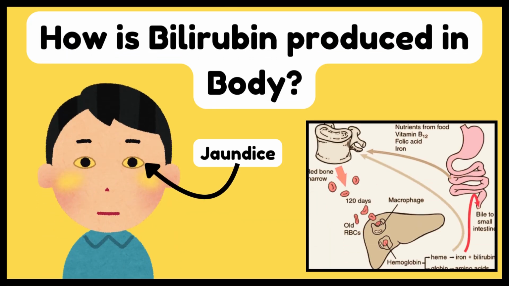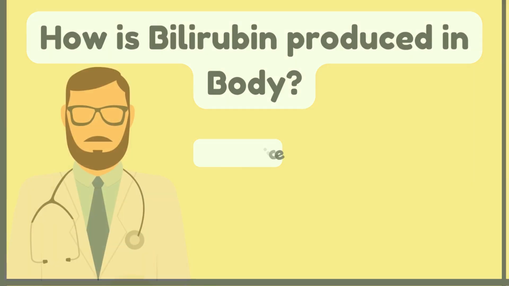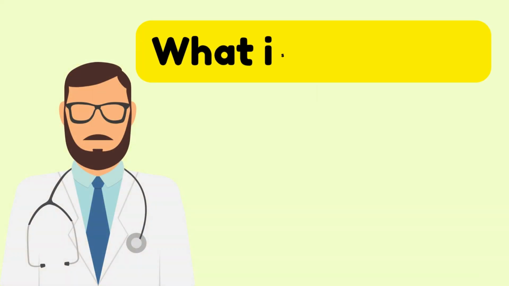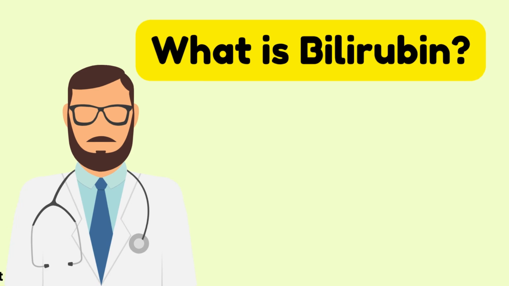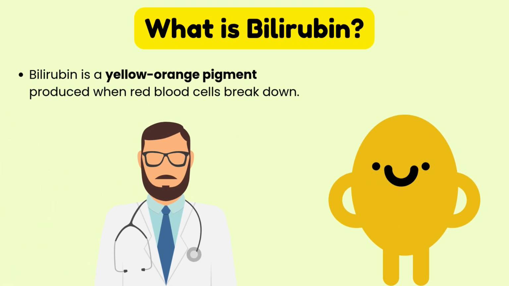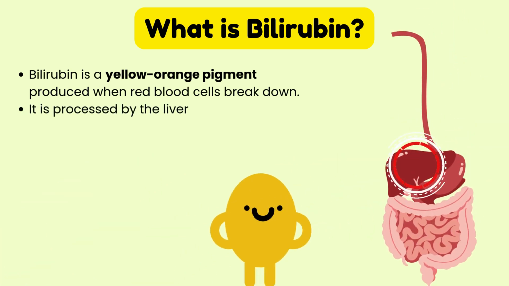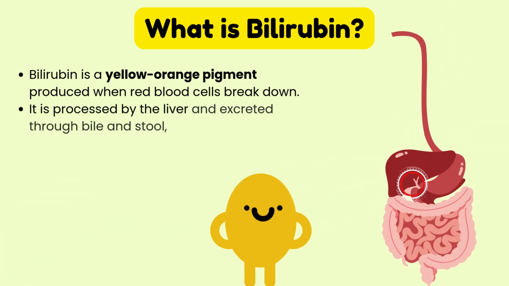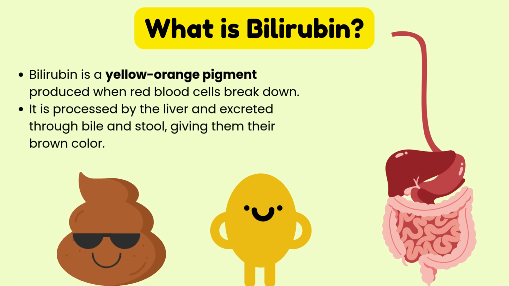How is bilirubin produced in the body? First of all, what is bilirubin? Bilirubin is a yellow-orange pigment produced when red blood cells break down. It is processed by the liver and excreted through bile and stool, giving them their brown color.